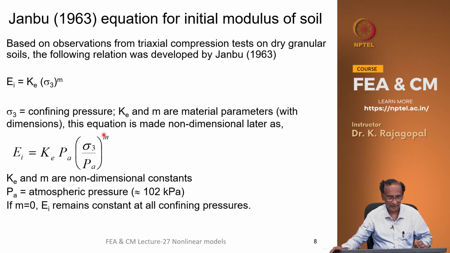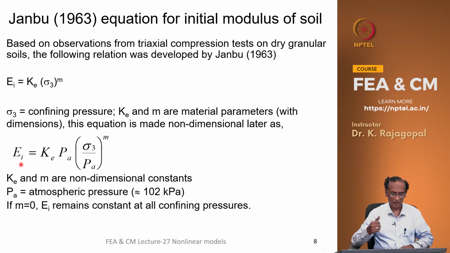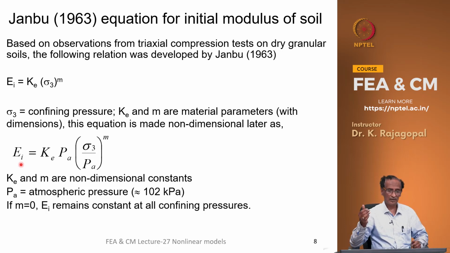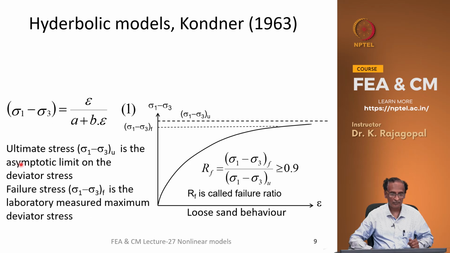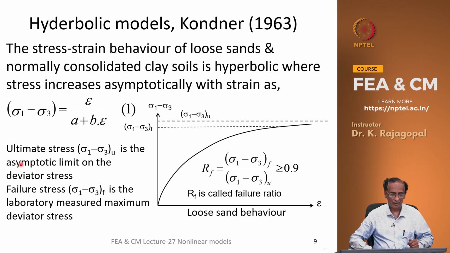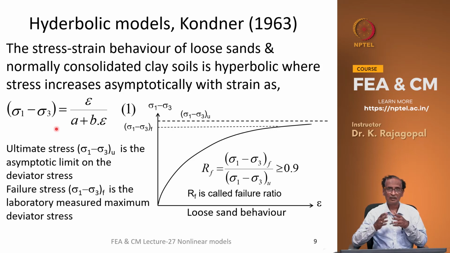And if m is 0 in this equation, your Ei becomes constant. So, that is the advantage of choosing different parameters: we can make the modulus constant during the analysis. And Kondner proposed a hyperbolic relation between the strain and the deviator stress.